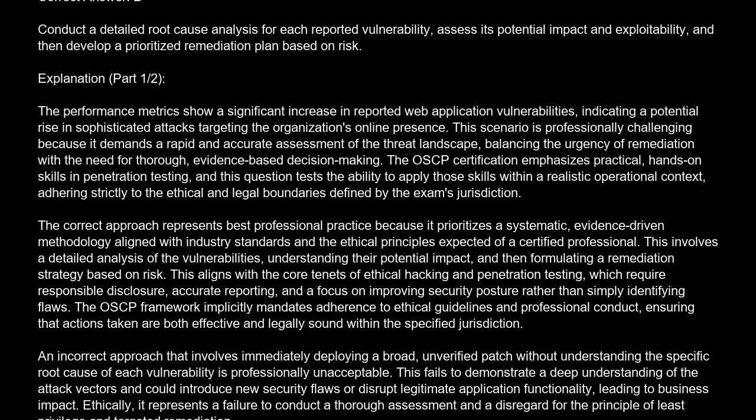An incorrect approach that involves immediately deploying a broad, unverified patch without understanding the specific root cause of each vulnerability is professionally unacceptable.